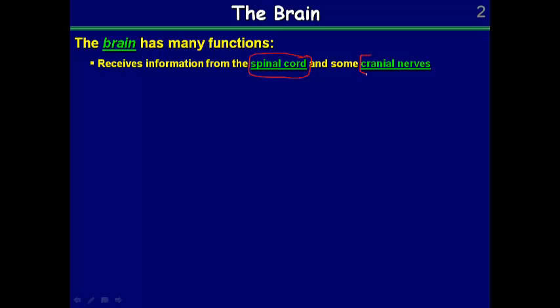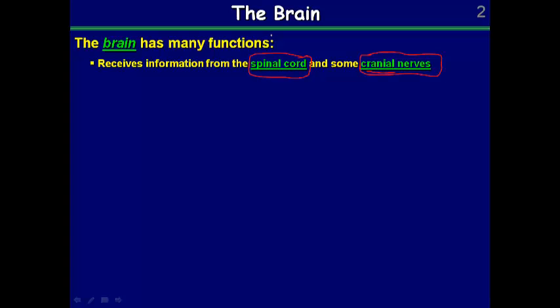But that's not the only way the brain can get information. It can also get information from cranial nerves. The name cranial means pertaining to the brain, so these are nerves that are directly attached to the brain. Many of these nerves are going to contain both sensory and motor neurons. Sensory is going to be bringing information in. Motor is going to be bringing information out. Some of these cranial nerves are strictly sensory, like your optic nerves, which are just bringing in visual information. Some of them are strictly motor, only controlling effectors.